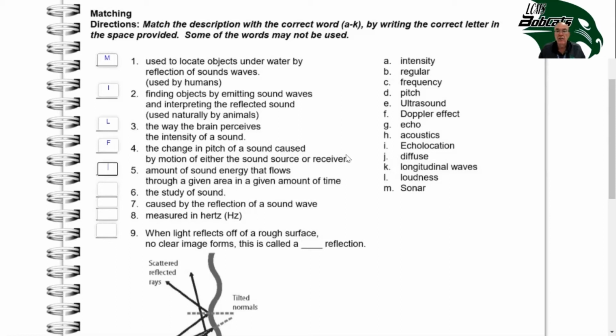The amount of sound energy that flows, well, it gives us the clue right here in number 3, the way the brain perceives intensity of sound. Okay, this is intensity of sound. The study of sound is known as H, acoustics. Caused by a reflection of a sound wave is an echo. Measured in hertz is frequency. It's the number of wavelengths per second.